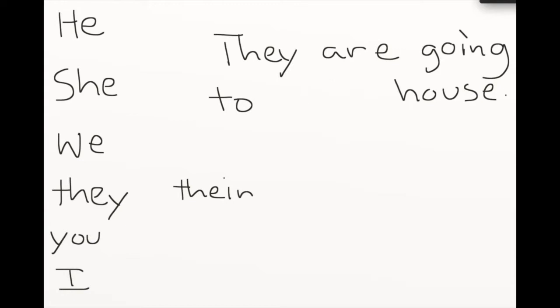Okay, and let's do some of our new ones on the bottom. They are going to your house. Okay, so for you down here, the possessive pronoun is your.